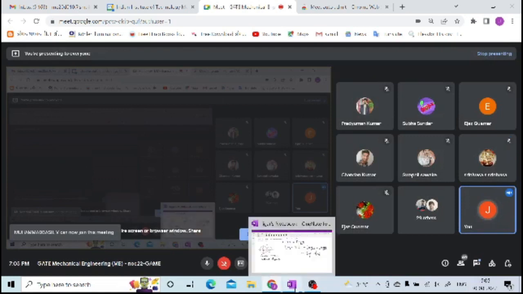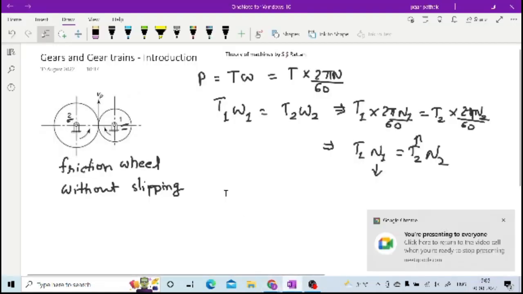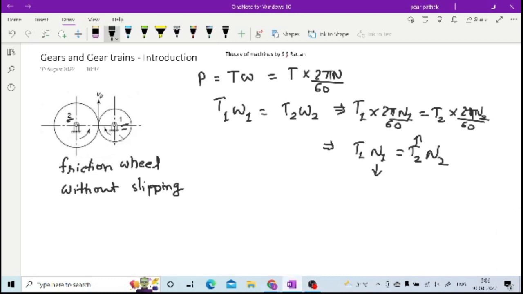Here it will rotate without slipping. Because of friction, power will be transmitted from wheel 1 to wheel 2. If you consider a point P, as mentioned here, on wheel 1, it will have linear velocity omega 1 r1, and when you consider that point P on wheel 2, it will have linear velocity omega 2 r2. Both are equal because it is the same point. So omega 1 r1 is equal to omega 2 r2.